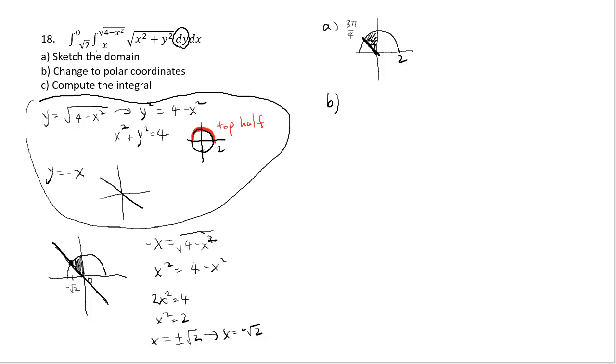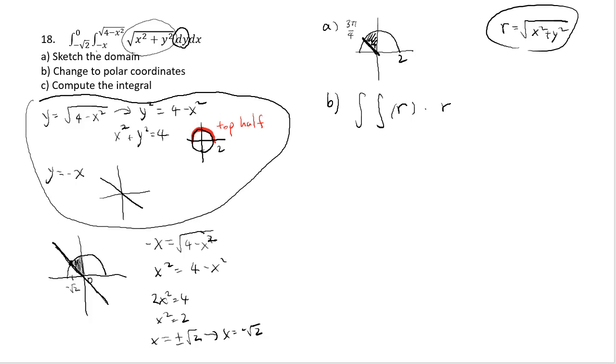All right, change to polar coordinates. So let's try to change this to polar coordinates. Okay, first, see, square root of x squared plus y squared. That reminds you of this formula, r equals the square root of x squared plus y squared. Because of this, you can rewrite that thing inside as r. And then dy dx is r dr d theta.